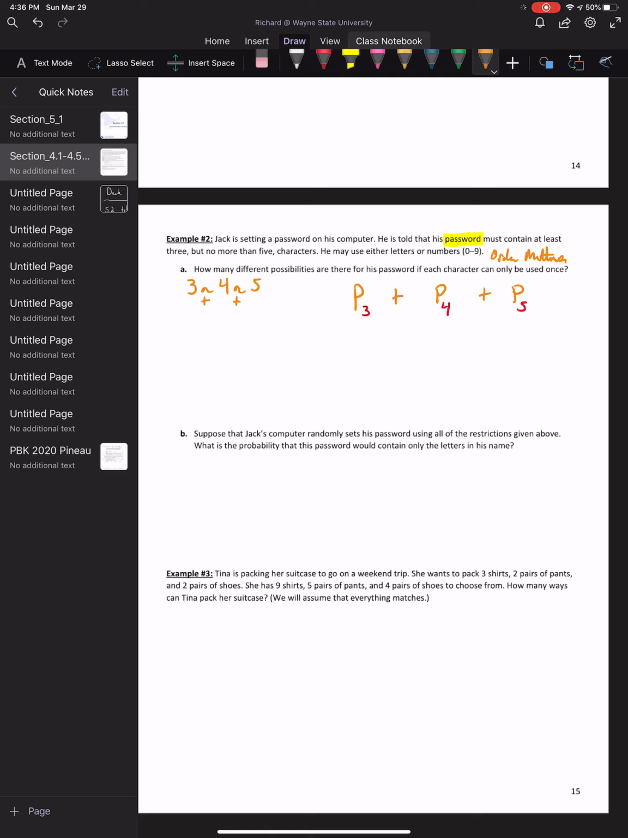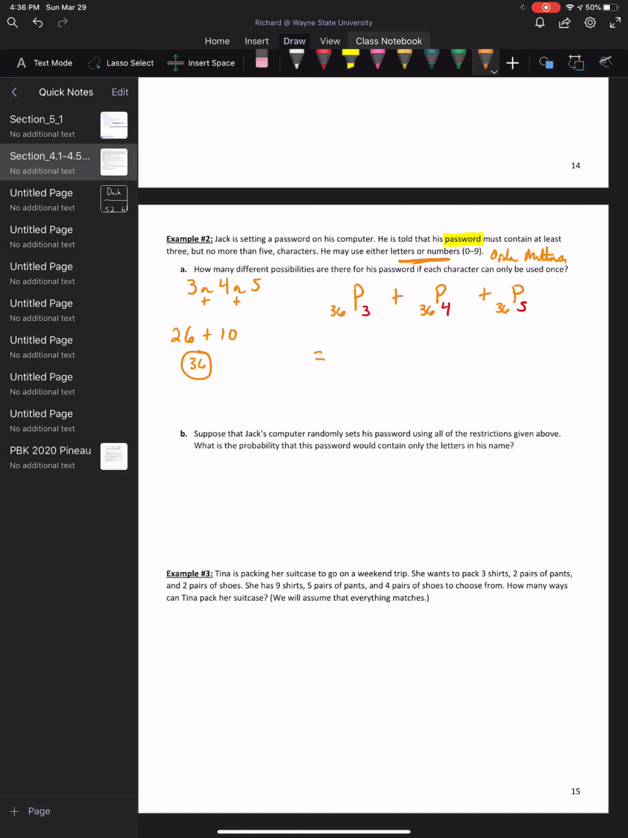Now the question is, how many objects are we picking from? We've got 26 letters and 10 digits, and a character is defined as being a letter or number. That's what it says here. That means we've got 36 total to pick from. So each of these is going to be 36. And so what we have to do then is figure out what the numbers are.